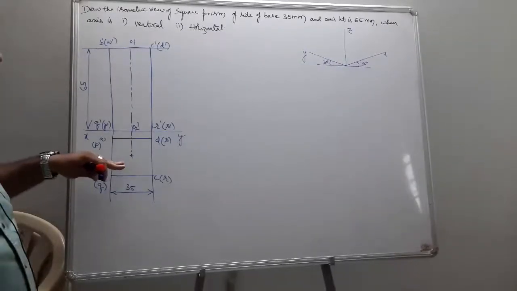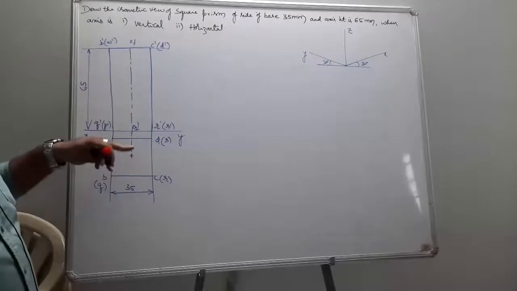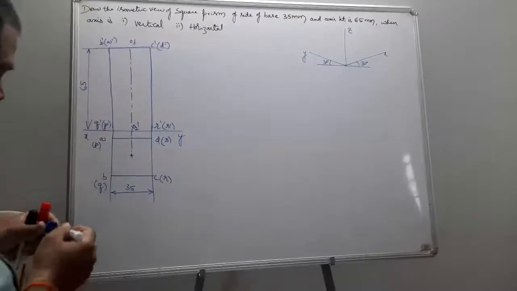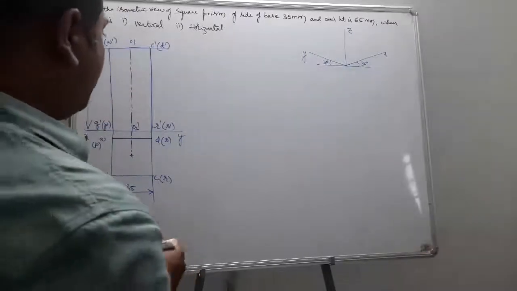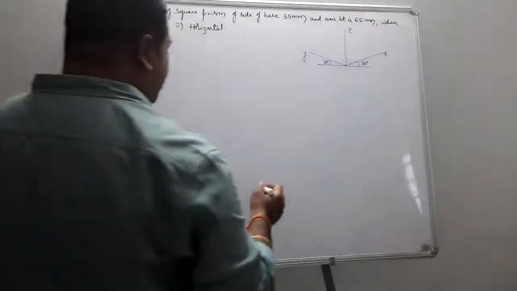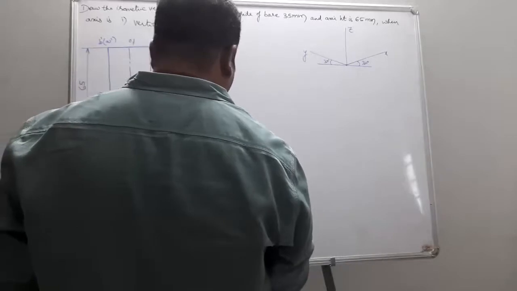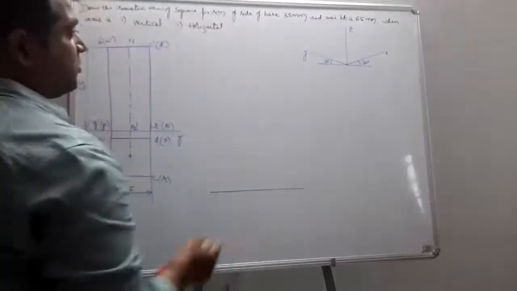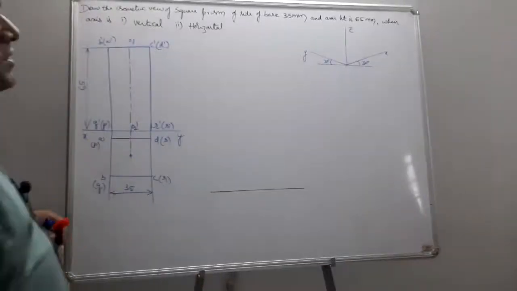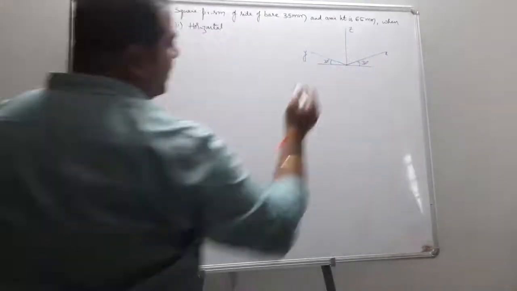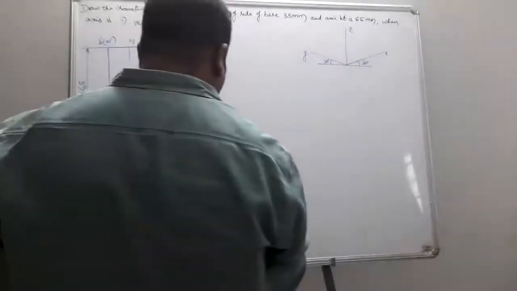When your base is on HP and the axis is vertical, let us see how it is constructed in isometric view. First of all, I construct my isometric axis. What is my isometric axis? When your base is horizontal, which axes are considered? X and Y are going to be considered.